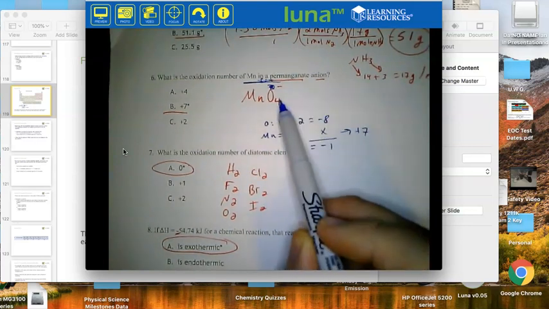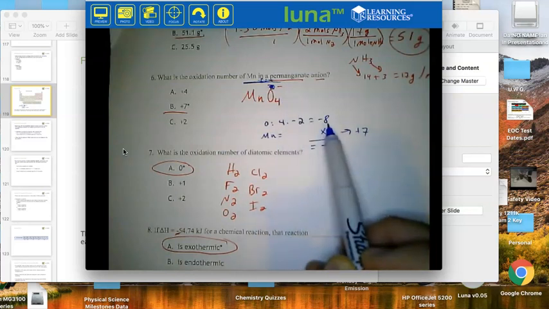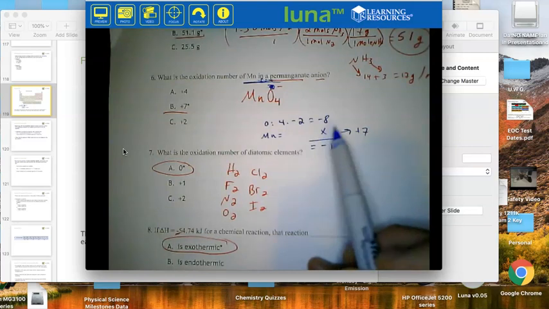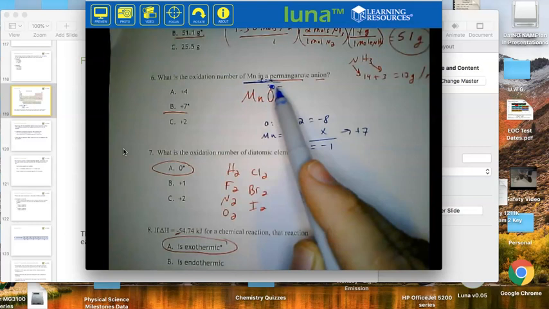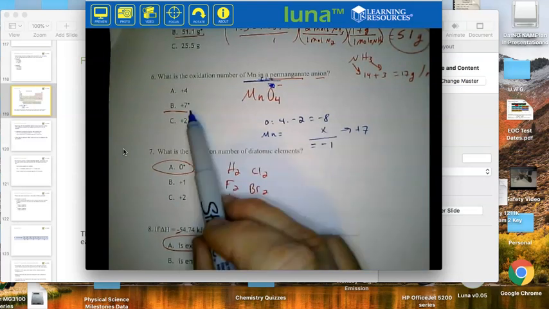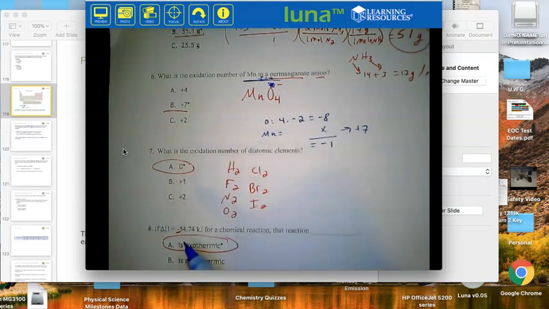So oxygen is going to be -2 times 4, which is -8. Okay, so we're trying to figure out the charge on manganese, and so it has to add up to a -1 because that's the overall charge on the anion. Okay, so that means manganese has to have a +7 charge or oxidation number for the metal. So +7 is your answer there.